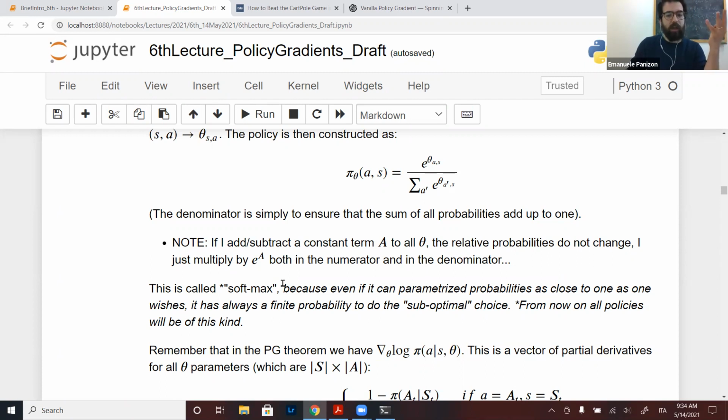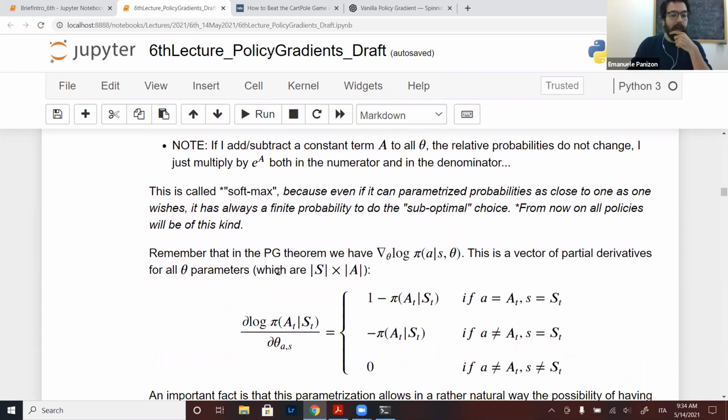And also, it's very important that it always has a finite probability. It can share probabilities in a very standard way. For example, if all weights are the same, then the probability is uniform. And the weights can be whatever they want. So actually, this policy can parameterize any finite distribution of probabilities.